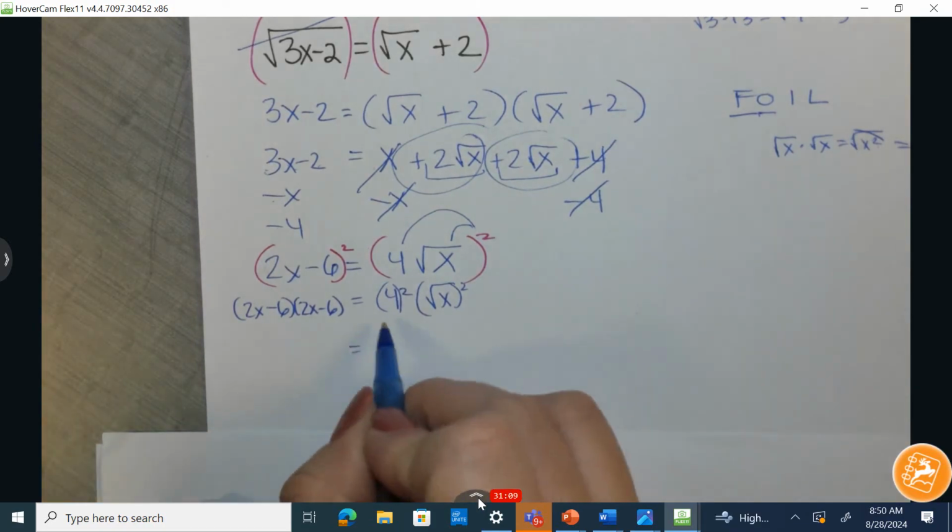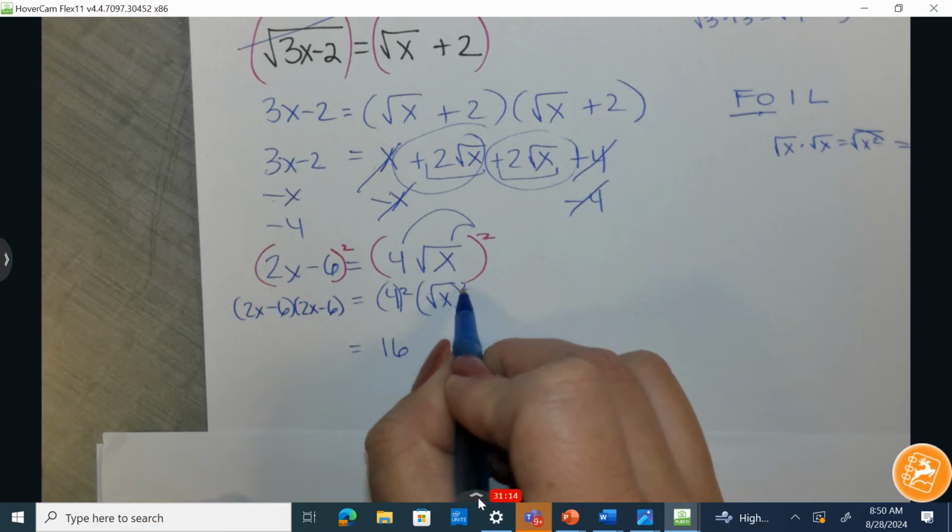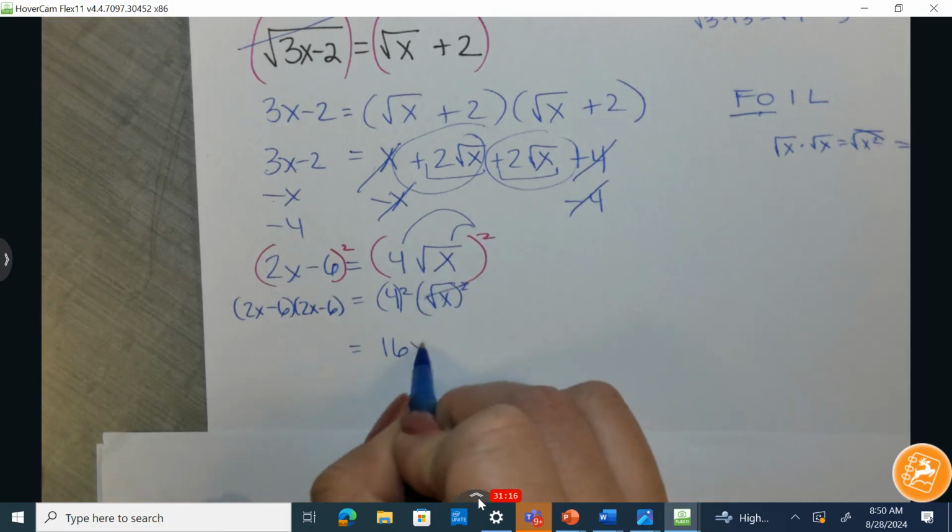All right, here we go. 4 squared is 16, and I have the square root of x squared. Well, the square root and the square cancel out, and I'm simply left with x.